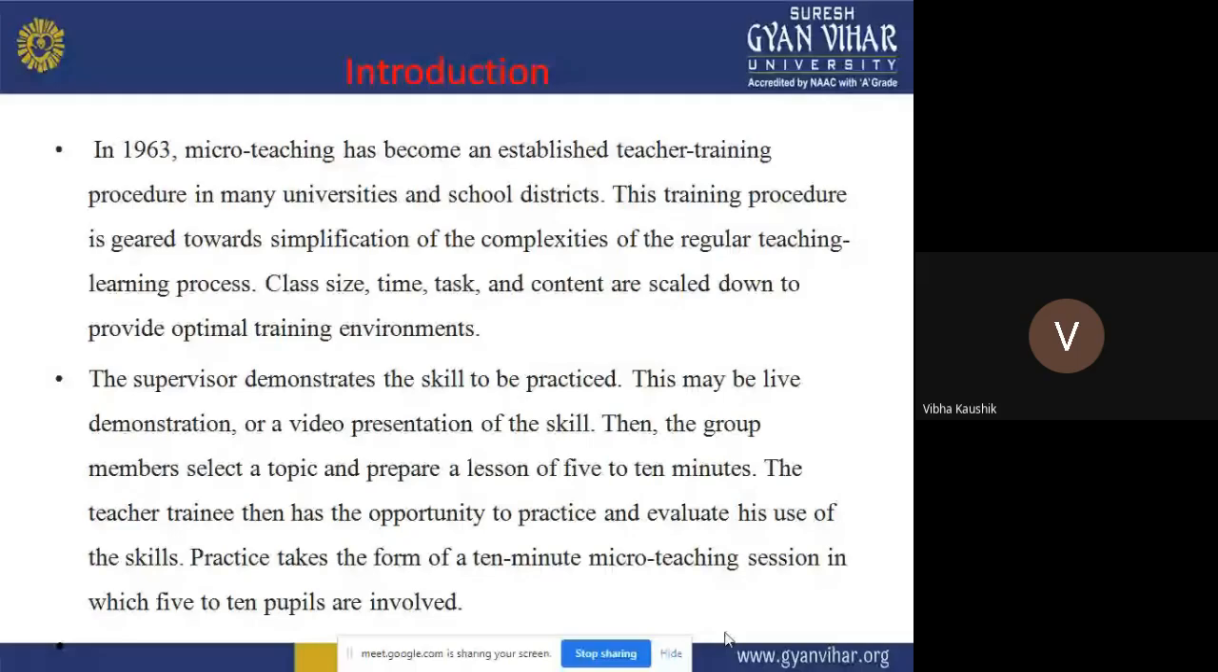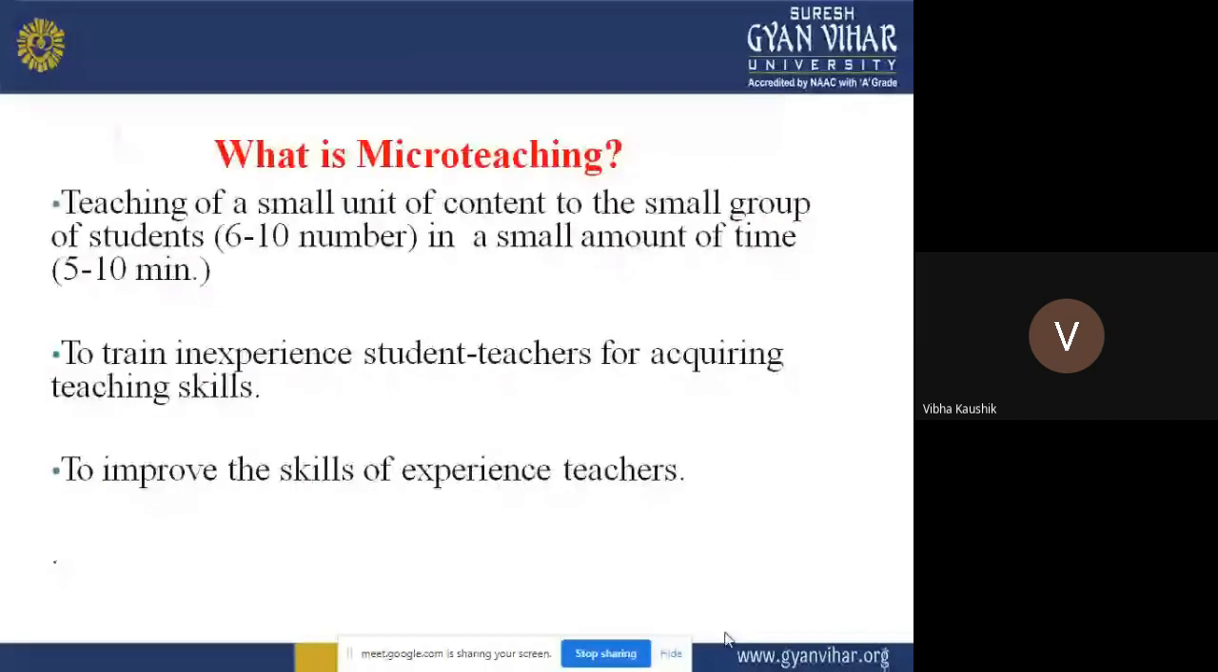Practice takes the form of a 10 minute micro teaching session in which 5 to 10 people are involved. The number of students involved in the micro teaching session is 5 to 10. What is micro teaching? Teaching of a small unit of content, where the teacher will teach a small unit of content to a small group of students, meaning the number of students is reduced to 6 to 10, in a small amount of time.